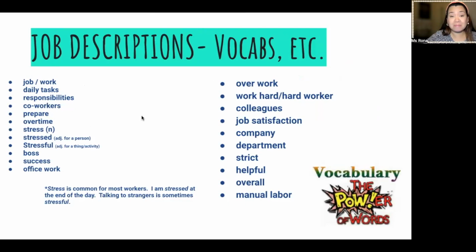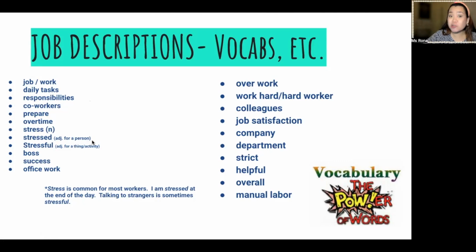Now, as we talk about job descriptions or the likes and dislikes with regards to jobs, here is some of the vocabulary that we can use in talking about this. Now, follow along or repeat after me. Okay? First one, job or work. Job or work. Daily task. Daily task. Responsibilities. Co-workers. Prepare. Overtime.